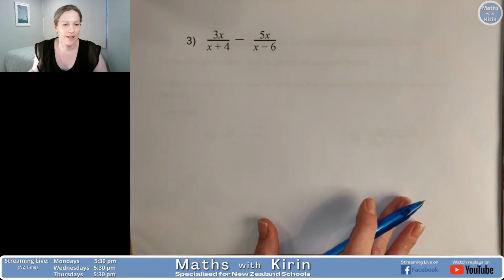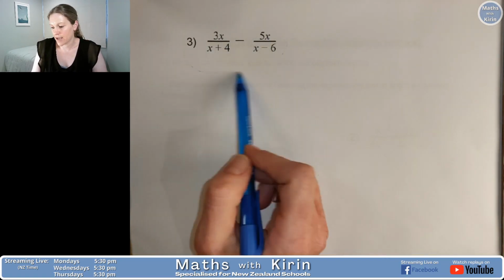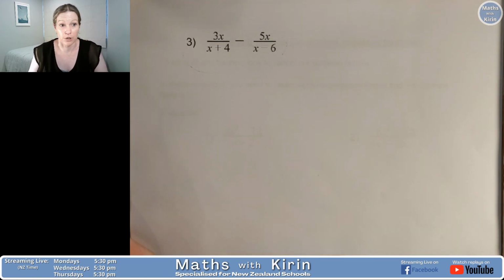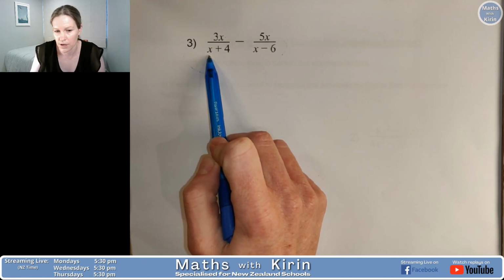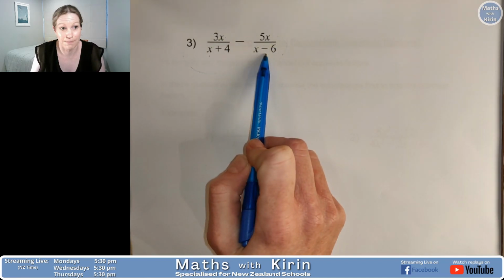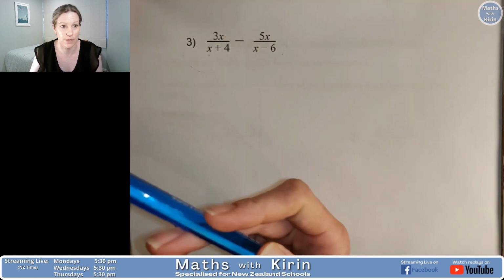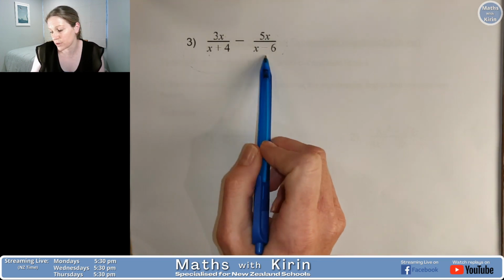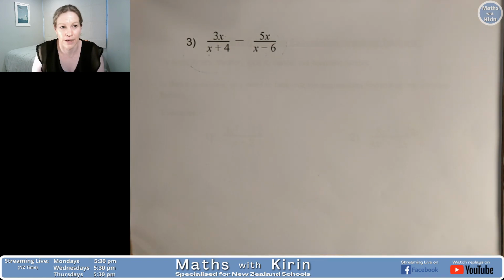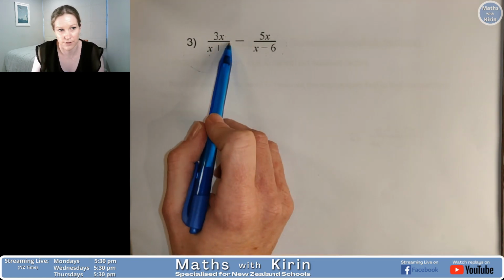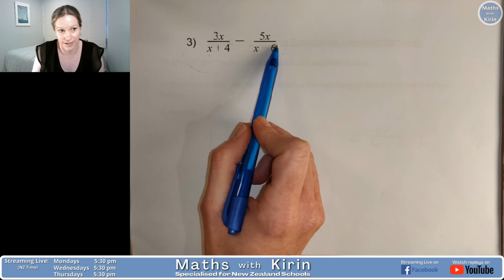Okay. This is the last example that I'll go through with adding and subtracting fractions. Hopefully you can read that. We've got 3x over x plus 4 minus 5x over x minus 6. So we're going to go through that same process. In this case, we don't have numbers as our denominators. So in order to get a common denominator, we're going to multiply x plus 4 by x minus 6.